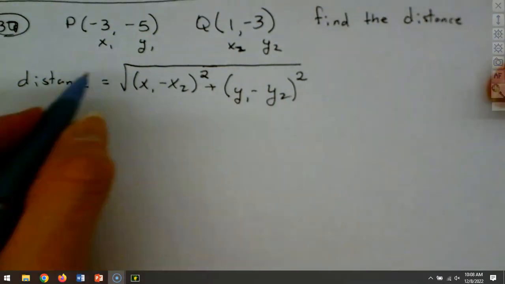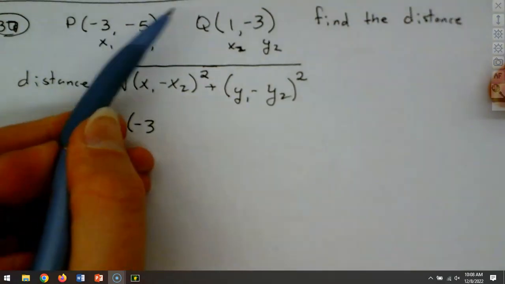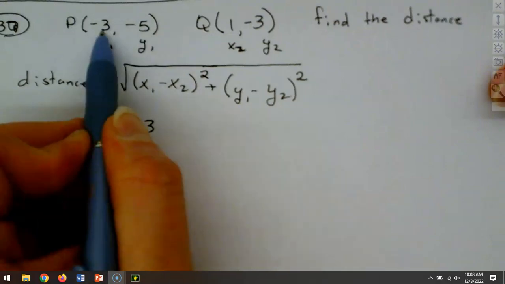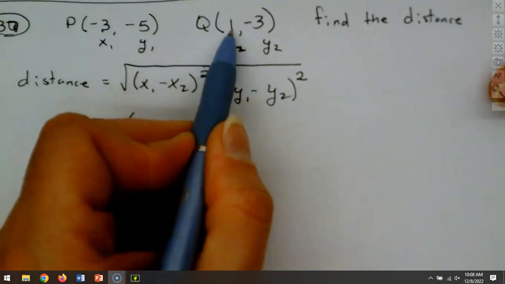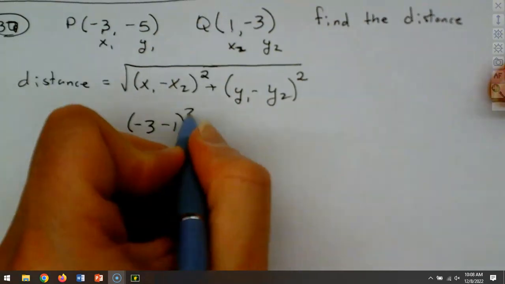So let's plug in our values, and we have a minus 3. Watch it. It's not these two subtracted. It's the x value, 1, minus the second x value. So that's a minus 1, right? It's those two subtracted, squared.